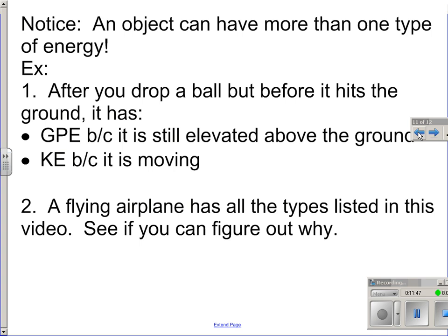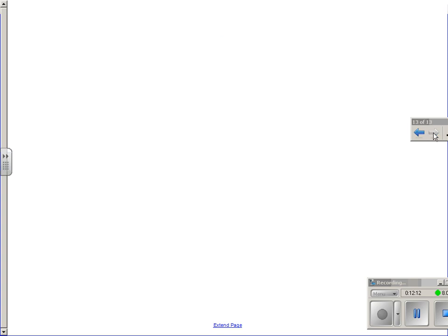And then the second example, technically speaking, a flying airplane has all the types of energy that are listed in this video. It's got kinetic energy, gravitational potential energy, elastic potential energy, chemical potential energy, what did I skip? Electric potential energy. I think that's all of them, right? So see if you can tell me why it has each of those 5 types of energy. All right? And then the final thing I need to tell you is this. I did not remember to type it, so I'm going to write it right now.